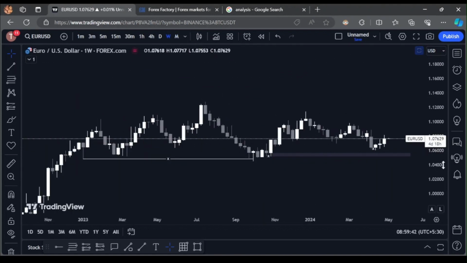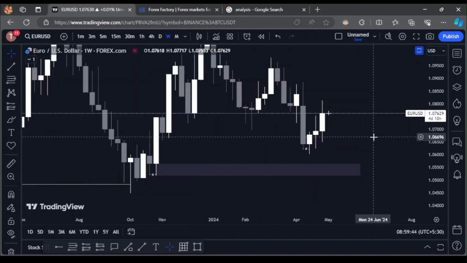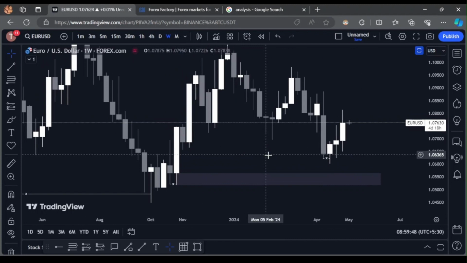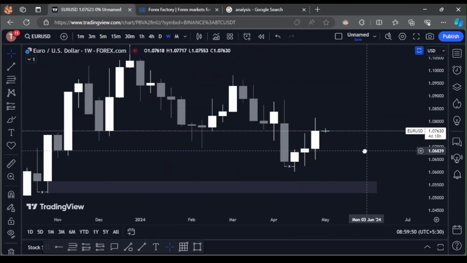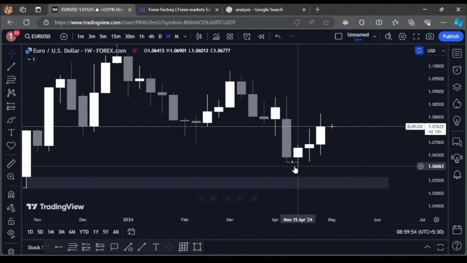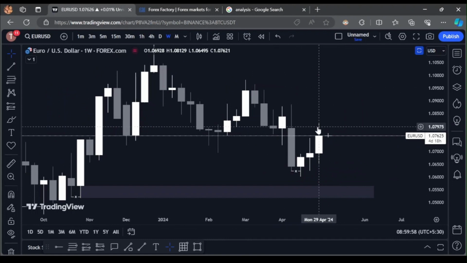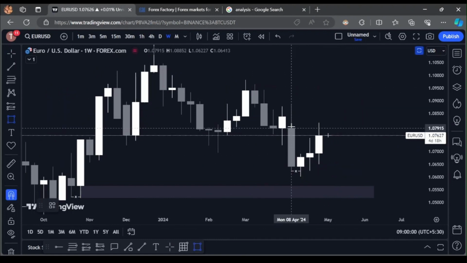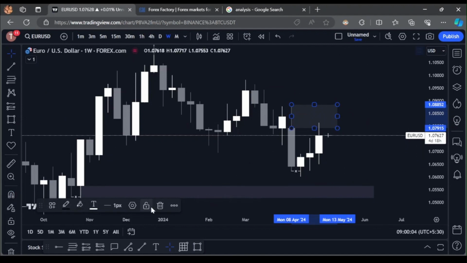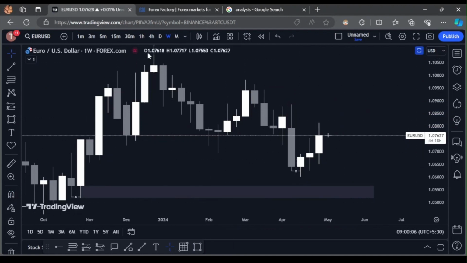Now, this is the weekly chart, and what we have here is this unmitigated level, which could be respected into the future. But right now, the price had swept this candle's low and started to move into the upside direction. What we have here is this level, which could act as a strong high. But currently, I'm not marking it since we are going to move into the smaller time frames for a detailed picture.